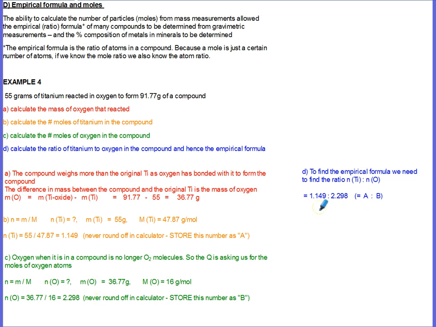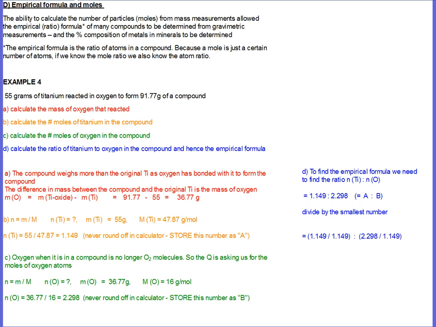Well, that doesn't look like a chemical formula. You would never see a chemical formula that says titanium 1.149, oxygen 2.298. We know we use simple whole number ratios in our chemical formulae, so we've got to convert that to a simple whole number ratio. I'm sure your calculator can do that by itself, but if you don't know how, one way you can do it is divide by the smallest number. So we choose the smallest number out of these two moles, which is obviously titanium, 1.149, and divide both by that smallest number.